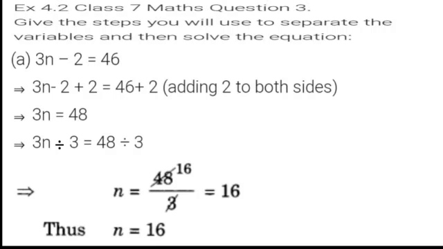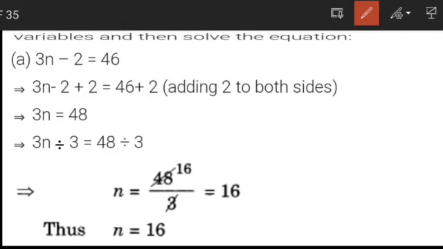So question number 3's first sum is 3n minus 2 is equal to 46. Now students, here I have used the systematic method. While teaching in the live class, I also taught the transposition method. Students, from these two methods, whichever method you like the most, you may follow.